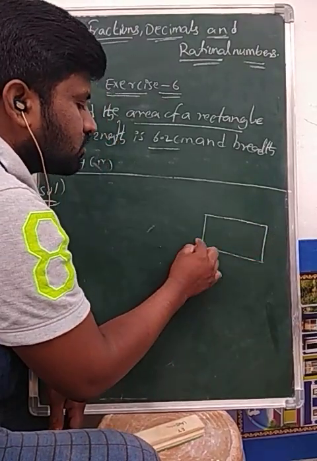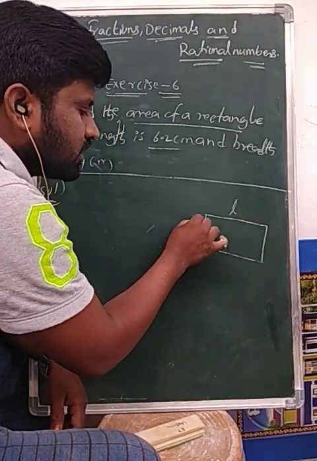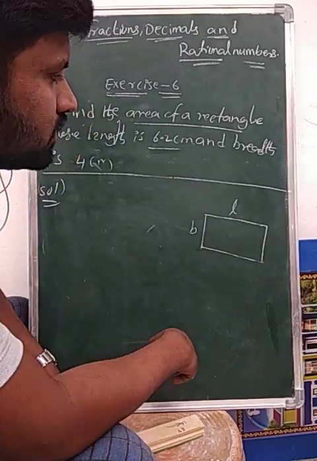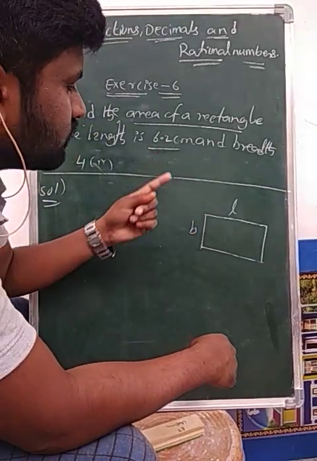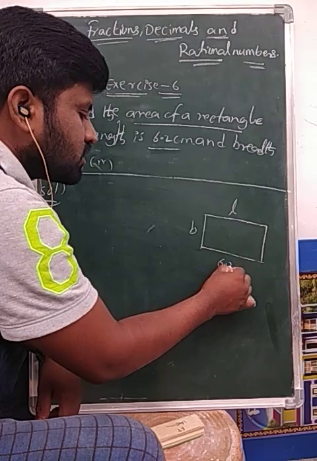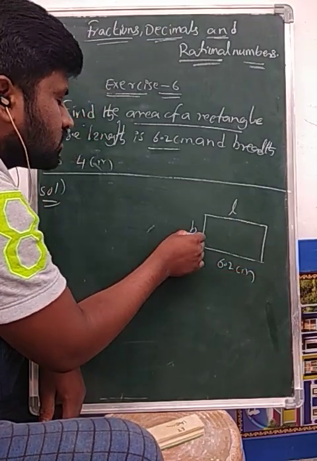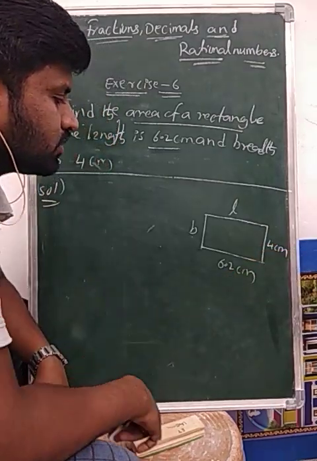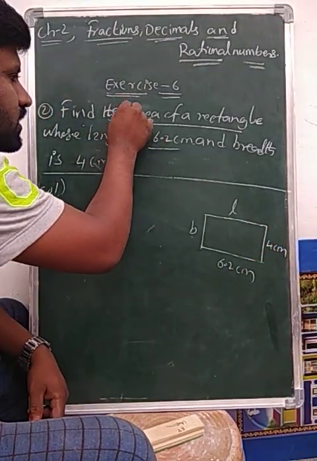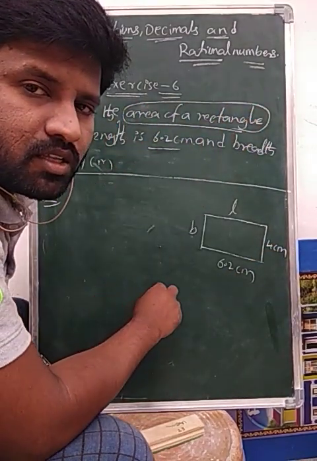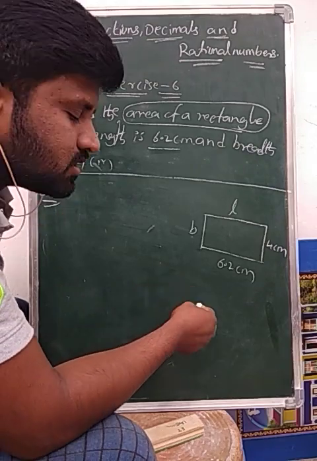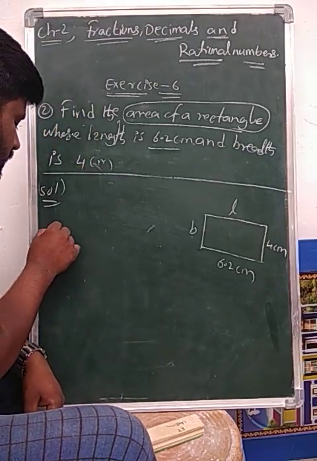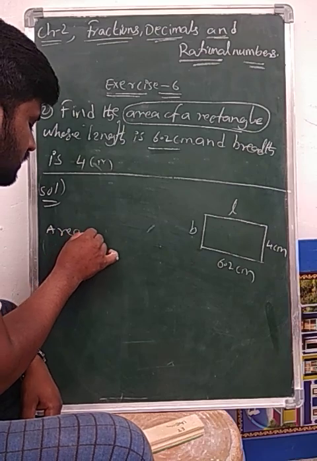This is a rectangle. We know this is the length of a rectangle and this is the breadth of a rectangle. The length of a rectangle is given as 6.2 centimeters and the breadth is 4 centimeters. We know the area of a rectangle is length into breadth.